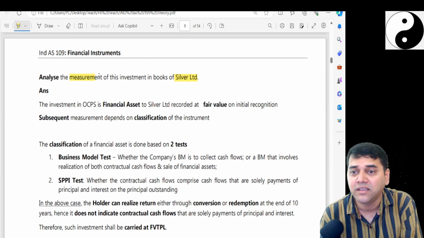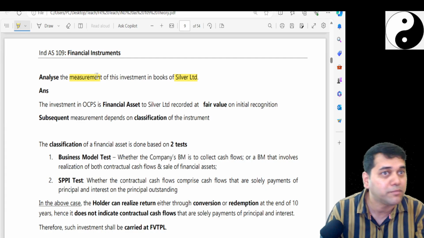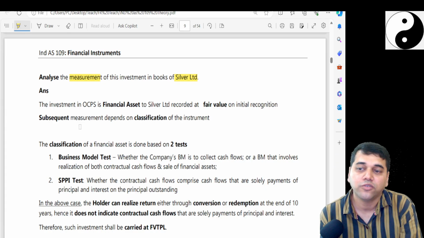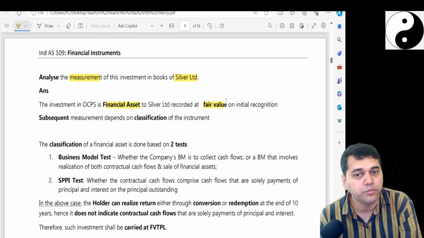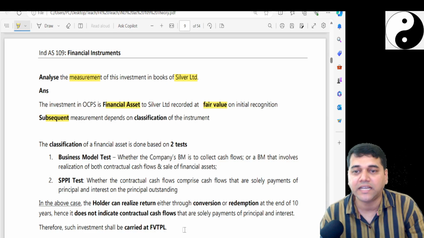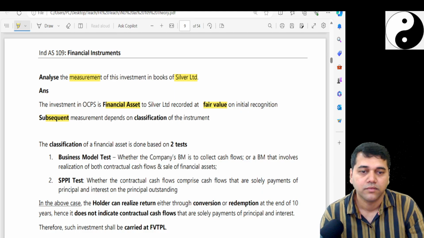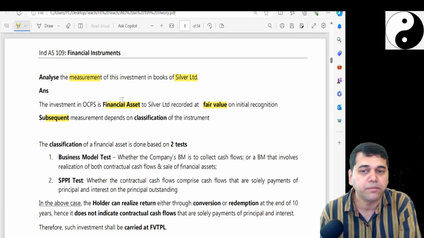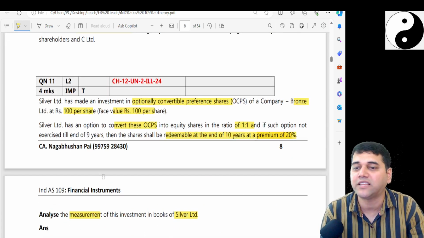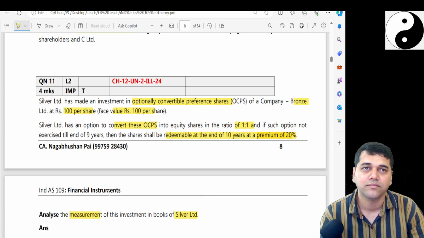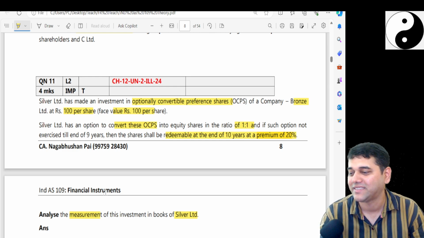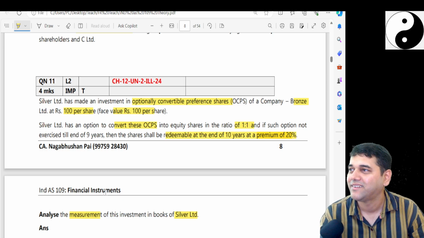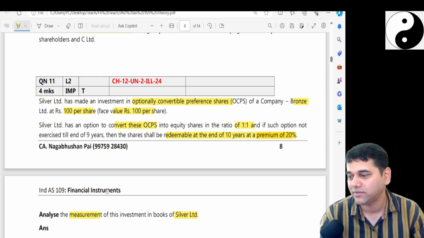Yes, now what is your answer? Analyze the measurement. Be careful what they ask you: subsequent measurement, initial measurement. The financial asset for you should be at fair value initially, and subsequently depends upon the classification of the instrument. Now tell me, what is the subsequent classification? For financial asset subsequent classification, what are you going to do?